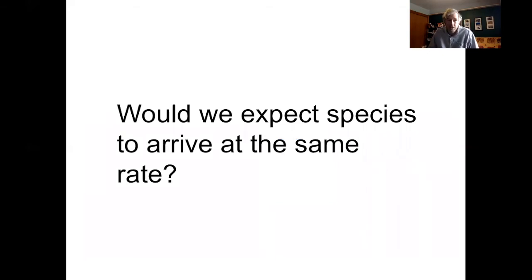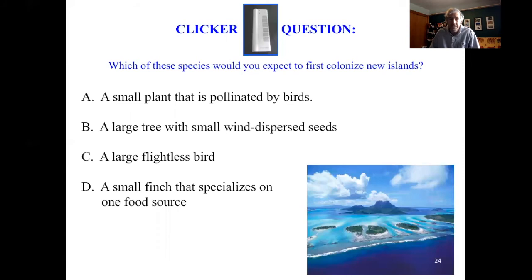So think about this biologically. We've talked about the abiotic conditions of an island. Let's now bring biology back in and ask ourselves, would we expect species to arrive at islands with the same rate or the same probability? Just as a fake clicker question, which of these species would you expect to first colonize new islands? A, a small plant that is pollinated by birds. B, a large tree with small wind-dispersed seeds. C, a large flightless bird. Or D, a small finch that specializes on one food source. I'll give you about 10 seconds on this.